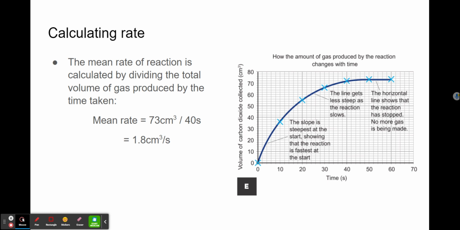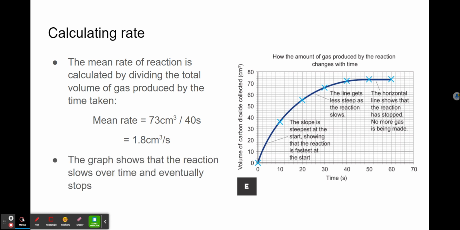If we want to think about why this is a rate, we can think about it like the speed of a car. For the speed of a car, we'd be looking at the distance travelled divided by the time taken, so metres per second or miles per hour. In this one, we're looking at the volume of gas produced divided by the time taken, so this one is centimetres cubed per second. You can also see on the graph that the gradient gradually gets less steep. It's fastest at the beginning, so that's when the reaction is fastest, and then it gradually slows down. And when we get to about 46 seconds, the graph is horizontal, which means that the reaction has stopped.